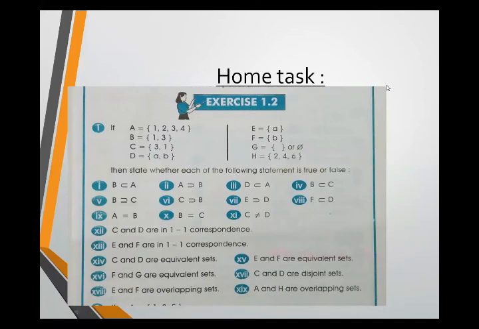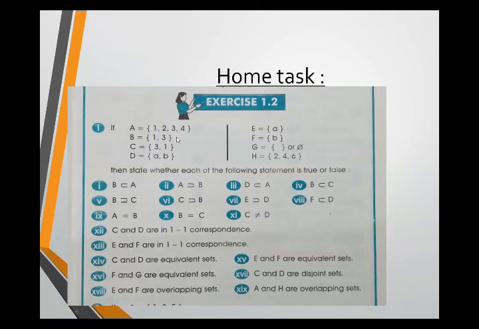Only question number 1 you have done in your fair copies. Question number 1 is: there are some sets A, B, C, D, E, F, G and H given to you. Then state whether each of the following statements is true or false. You only understand these sets and write here true or false. So if we discuss some parts of these true and false statements, the first part is: B is a subset of A. Is it true or false?